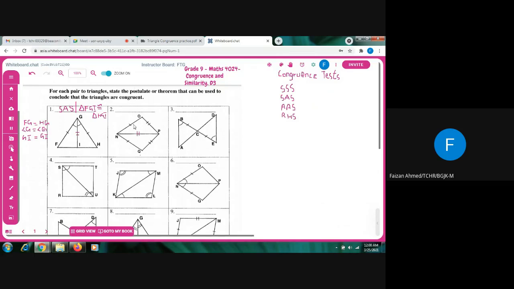So we can clearly see that the three corresponding sides of this triangle are equal to the three corresponding sides of the other triangle. So we can say that these two triangles are congruent, and the theorem or the test is side side side, because the three sides of this triangle are equal to the three sides of the other. So these two triangles are congruent, and the test which is telling us that they are congruent is side side side.